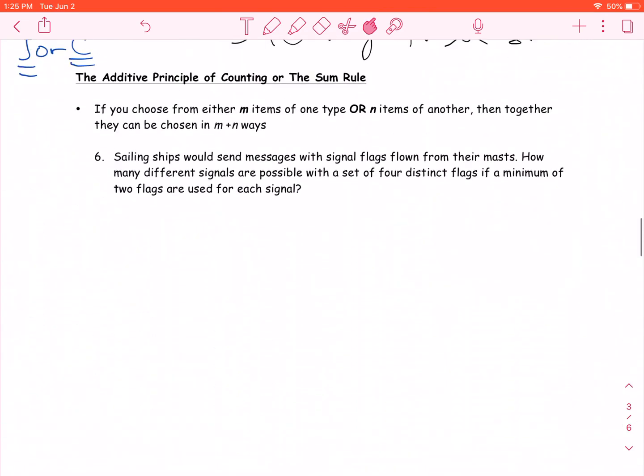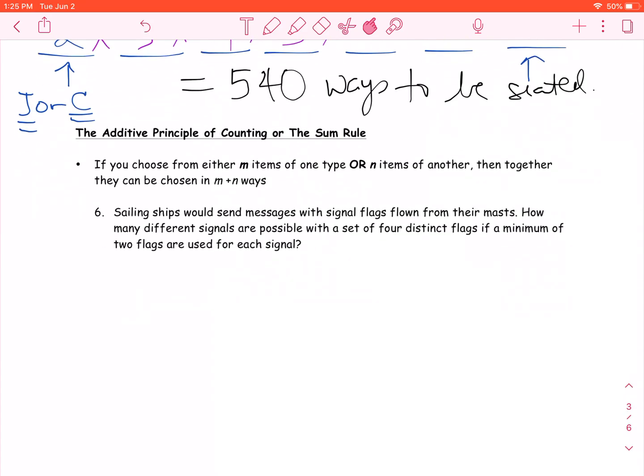Okay, so we're going to move along, and we're going to consider the additive principle of counting, or the sum rule. Okay, so what this reads is, if you choose from either m items of one type or n items of another, then together they can be chosen in m plus n ways. Okay, so again, this depends on the reading of the question, right?